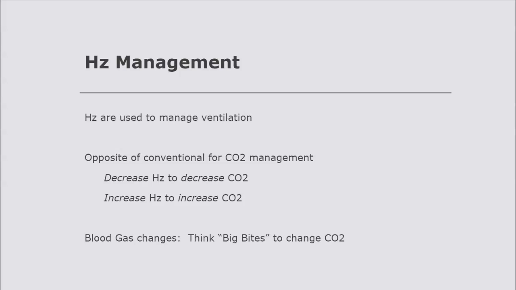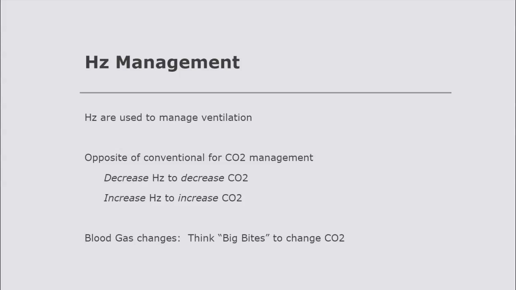Same with CO2. Okay, I need to increase my CO2, so I'll increase my hertz. So this one is direct. Okay, I need to drop my CO2, I drop my hertz. I need to increase my CO2, I increase my hertz.